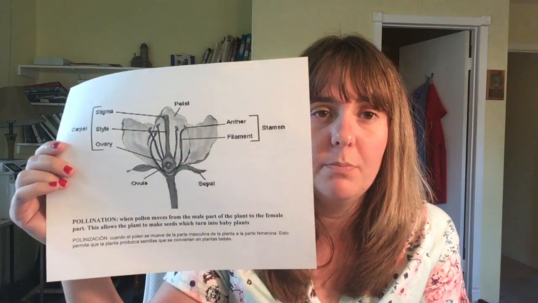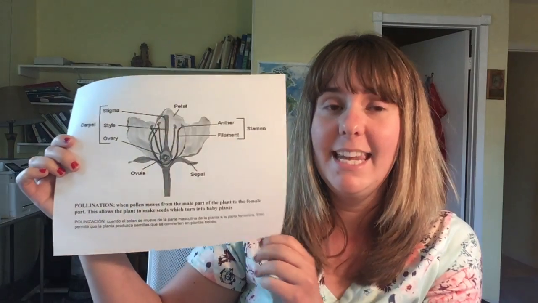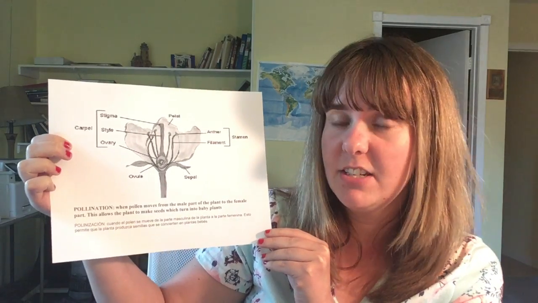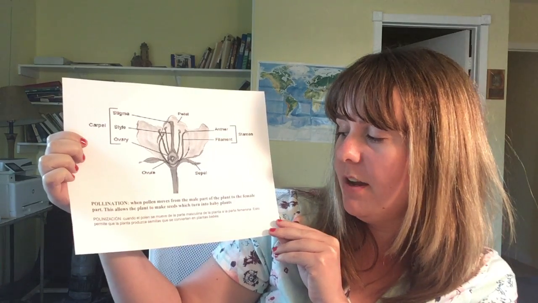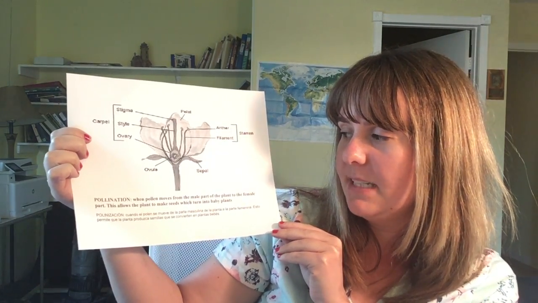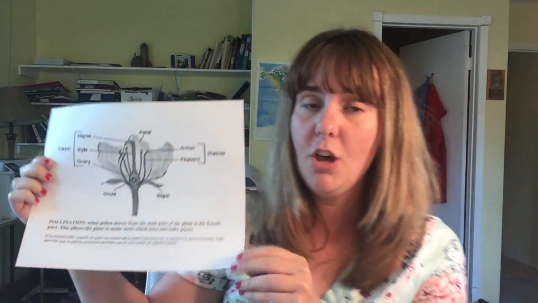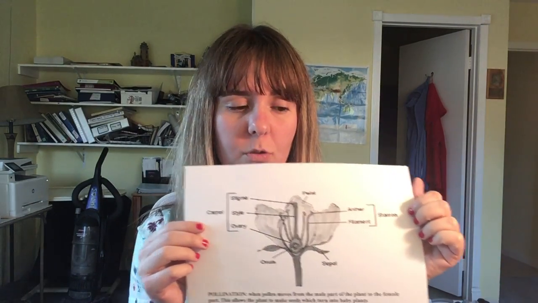So I'll show our vocabulary word, pollination, and I'll also have a poster of the parts of a flower, and the word pollination and its definition in English and Spanish, and it would be colorful in real life. Then I'll read the definition: pollination is when pollen moves from the male part of the plant to the female part. This allows the plant to make seeds, which turn into baby plants. So it's when pollen goes from the male part, which is the stamen, into the female part, which is the carpel.